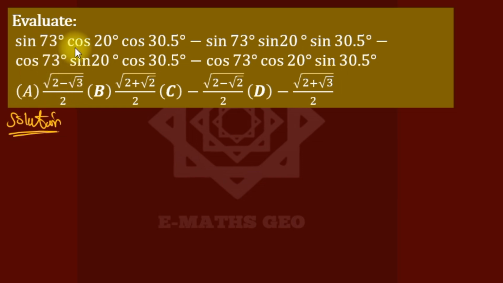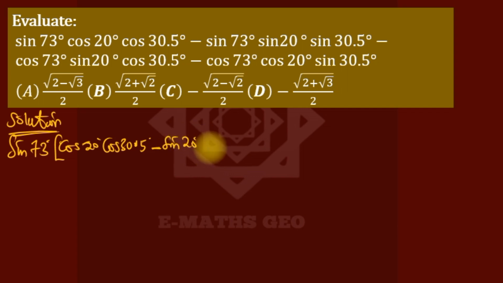So what is common in the first 2 terms? See, that is sine 73. So if I factor sine 73, I will be left with cos 20 cos 30.5. That's for the first one, minus sine 20 sine 30.5.